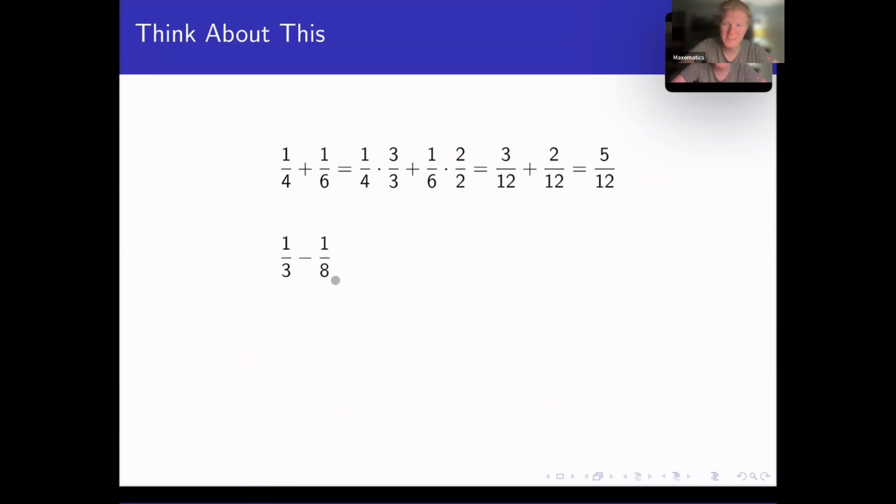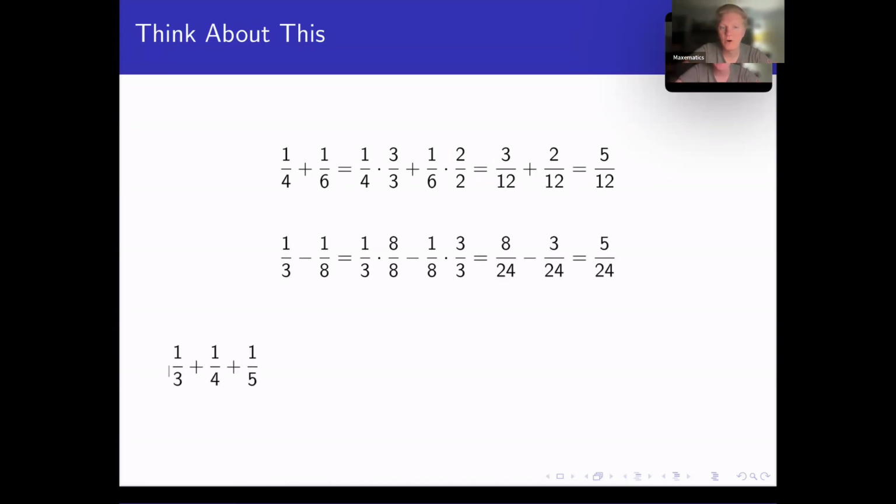1/3 and 1/8. Well, we can't say the same about 1/3 and 1/8 like we did for 1/4 and 1/6. 3 and 8 don't have any early multiples in common like 4 and 6 do. So here, let's do 3 times 8 to get to 24. That's the first multiple that they share. 8 over 24 minus 3 over 24, 5 over 24.